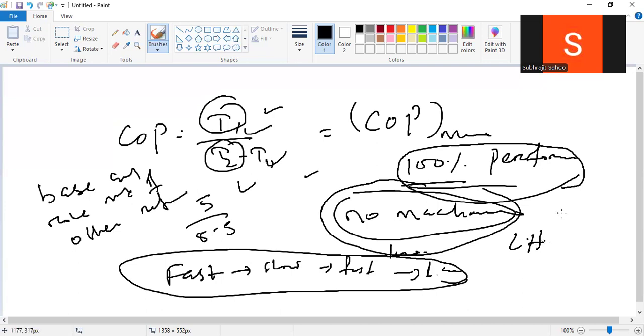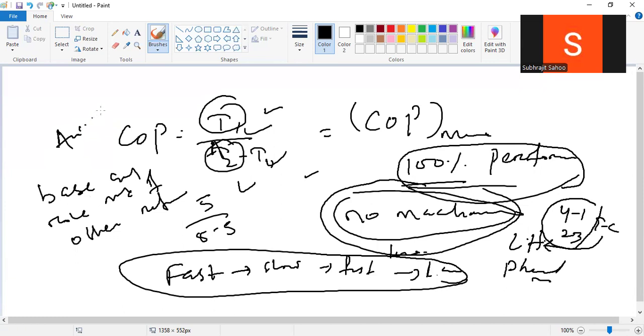During the 4 to 1 process and the 2 to 3 process, temperature is constant but heat transfer is happening. That concept is called latent heat. In latent heat, a phase change definitely has to happen, but here air does not change its phase. That's why this is the limitation. Air does not change its phase here.